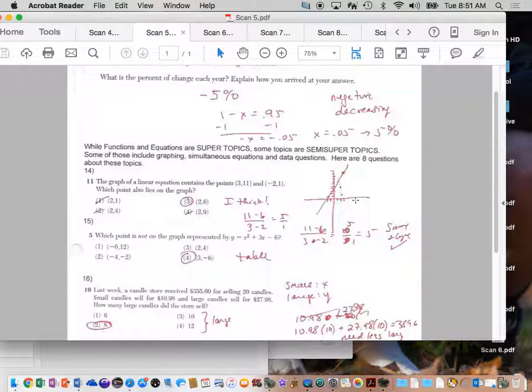I'm a little bit confused myself on the very first one. I don't know if they would want you to write 5% or negative 5%, negative meaning it's going down. I would imagine the state would accept both of those answers. So I think if you put 5%, you'll be okay, because it is changing by 5%.